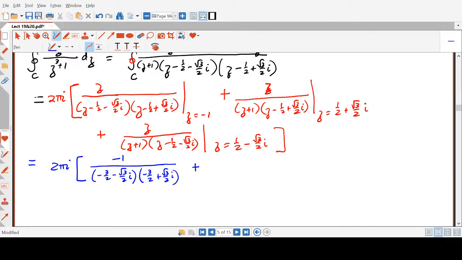Plus, now in the next one, I must plug in half plus root 3 over 2i. So you put half plus root 3 over 2i. At the bottom, z plus 1 becomes 1 plus half, so it's 3 over 2 plus root 3 over 2i, into, now, half plus root 3 over 2i. Half minus half is 0. Root 3 over 2i plus root 3 over 2i is root 3i. So here you get a humble root 3i, plus.